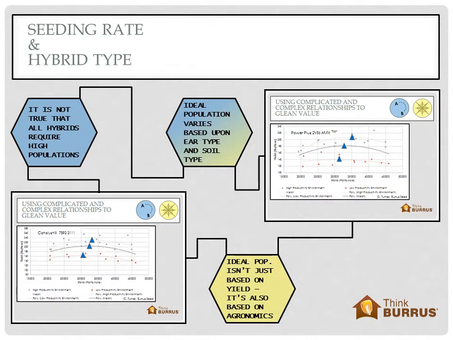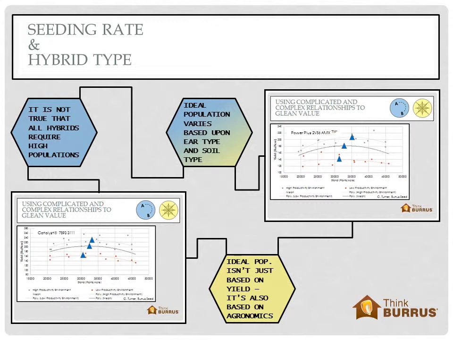Now up to this point, we've talked about just straight yield. But it's important to realize, and I don't have the data here, I'm not going to present that here, but as we go through and we look at these hybrids, we're not just looking at yield. It is not true that all hybrids require high populations. You've seen that in these two different examples. That flex ear really does not require a high population. The determinate ear does require a higher population. And it is true that ideal population varies based upon ear type and soil type.